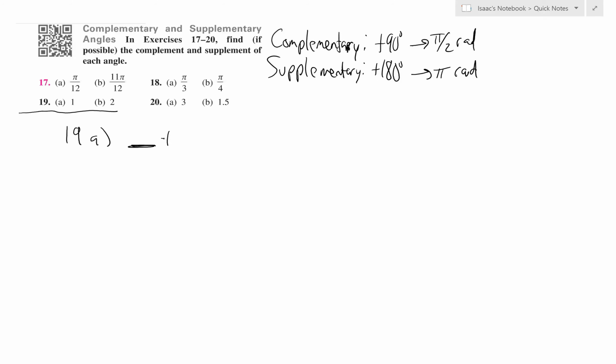So 19a is actually asking what can I add to 1 radian to get me pi over 2 radians, and what can I add to 1 radian to get pi radians. This would be its complement, and this would be its supplement.